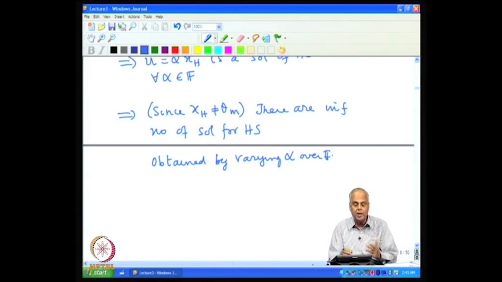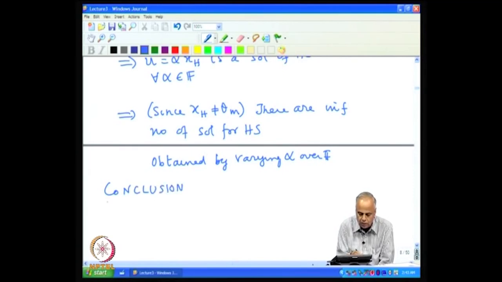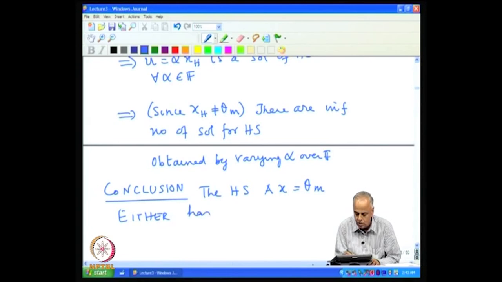So, thus we see that the moment one non-trivial solution exists for the homogeneous system, there exists an infinite number of solutions. So, what is the conclusion we can draw from this? The conclusion is that the homogeneous system Ax equal to theta m either has only trivial solution or has infinite number of solutions.